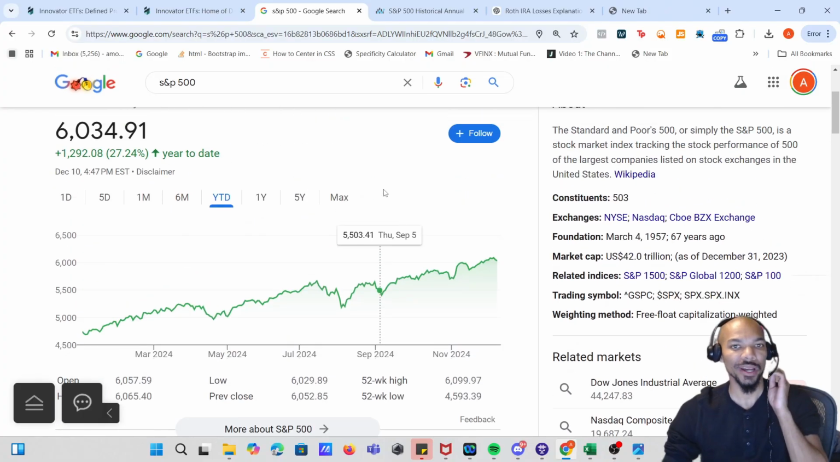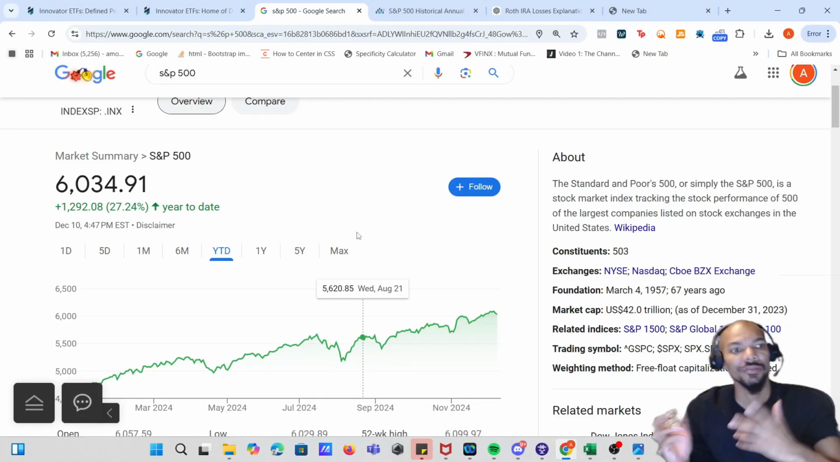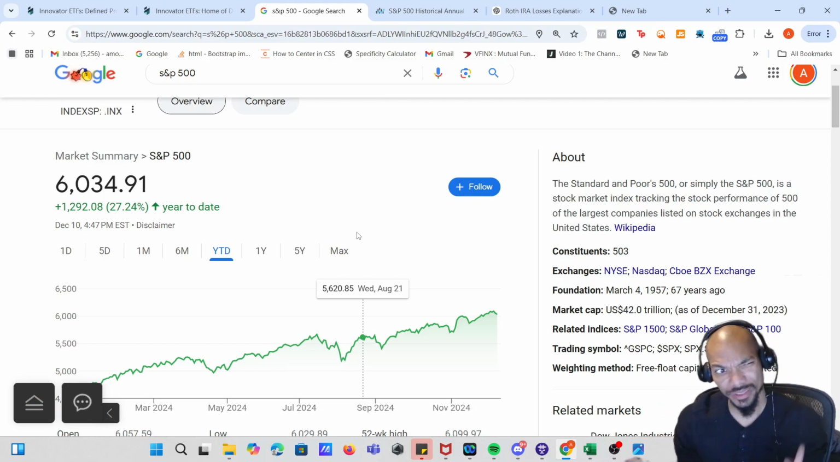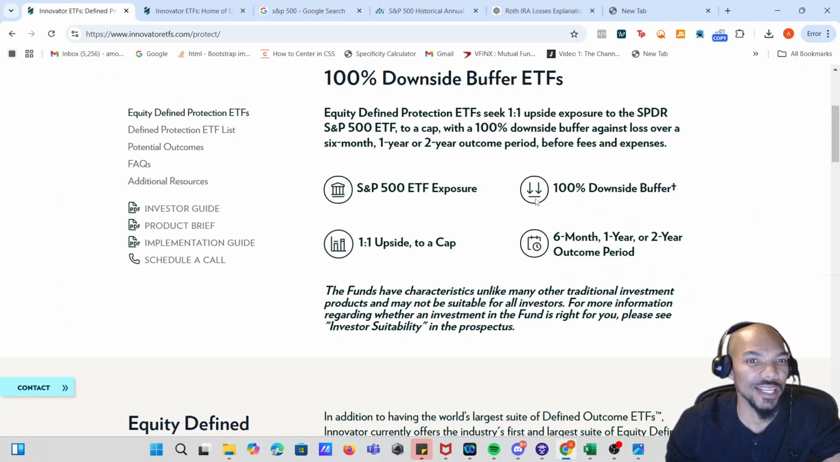All right, so everybody knows the S&P. This year it's up about 27% year to date. I think the average return in the past 20 years with the S&P is about 10%. Now, let's look at this particular fund and see.